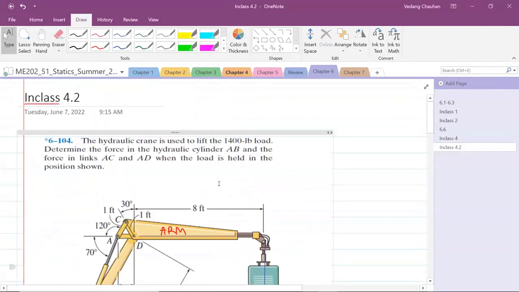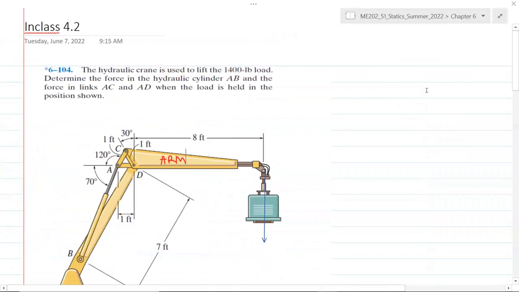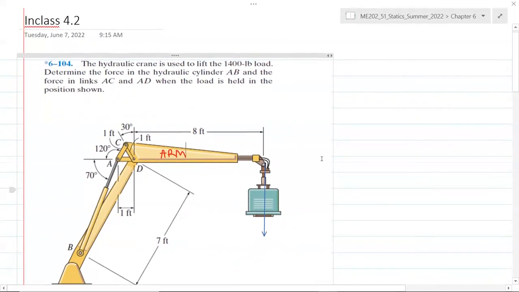Now we'll work on the last problem from this in-class exercise, which is a problem related to machines. Problem 6.104. The hydraulic crane is used to lift the 1400-pound load. Determine the forces in the hydraulic cylinder AB, and the forces in the links AC and AD, when the load is held in this position.